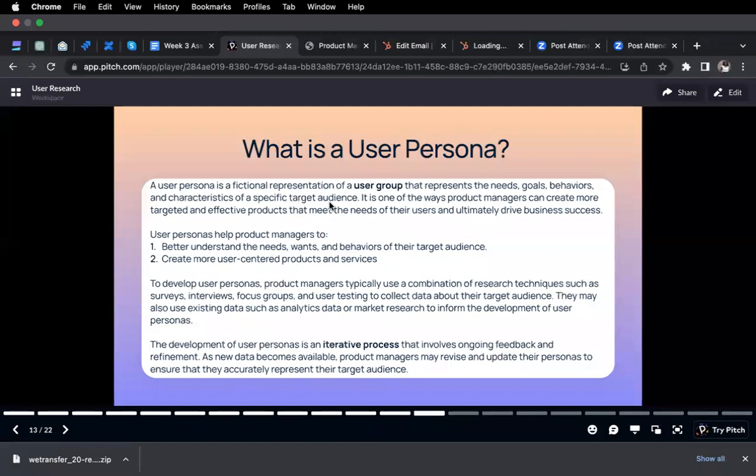You keep modifying, you keep refining your user personas because the market changes, your product changes, your user group changes, your company changes, the environment changes, the weather changes, the needs of people change. So as new data becomes available, product managers may, and actually should, revise and update their personas to ensure that they accurately represent their target audience.